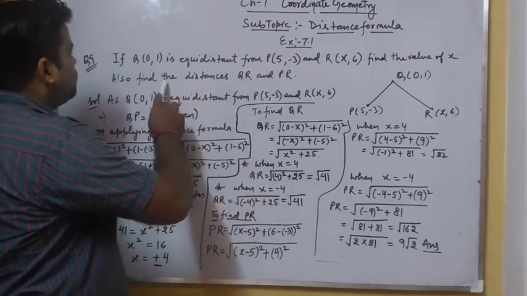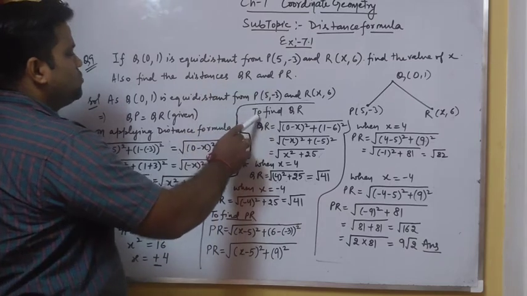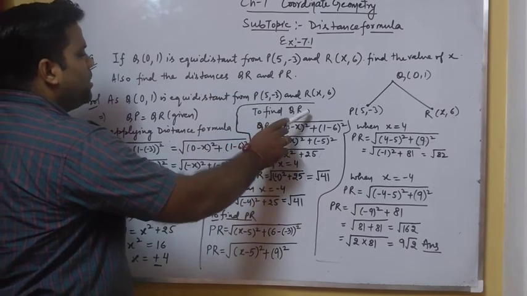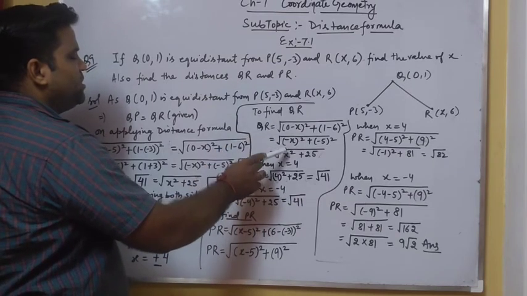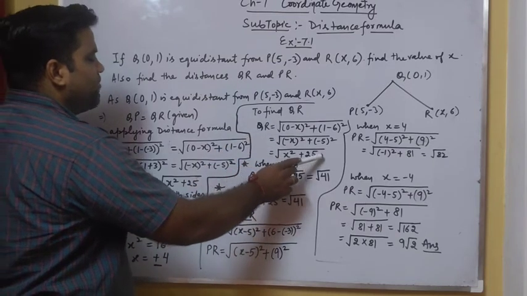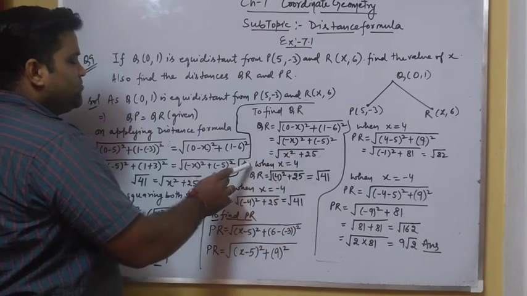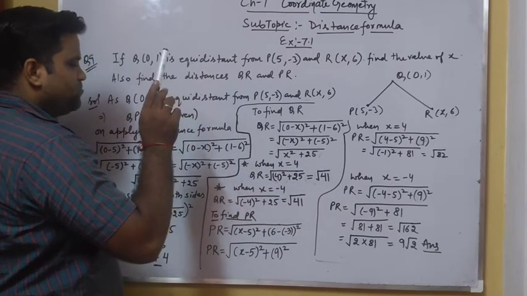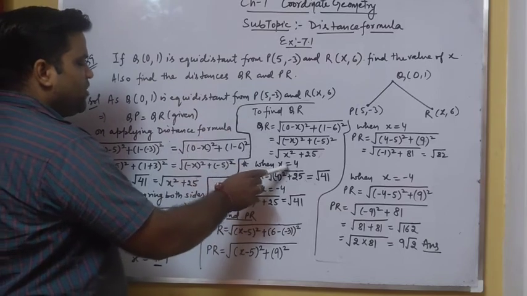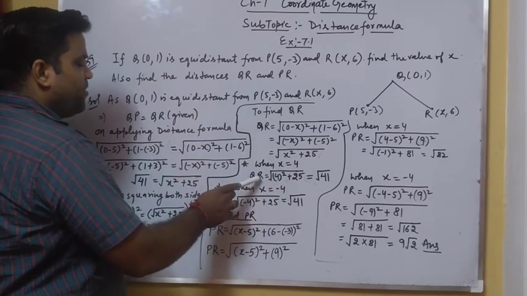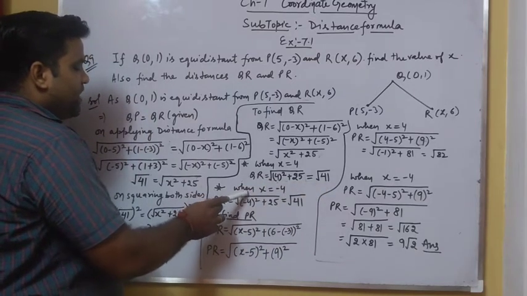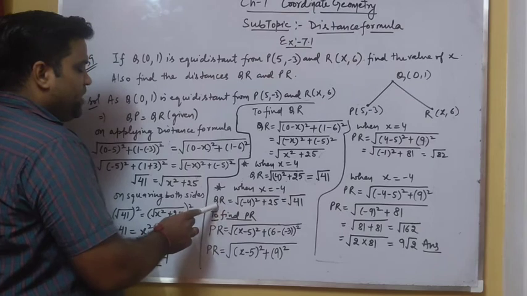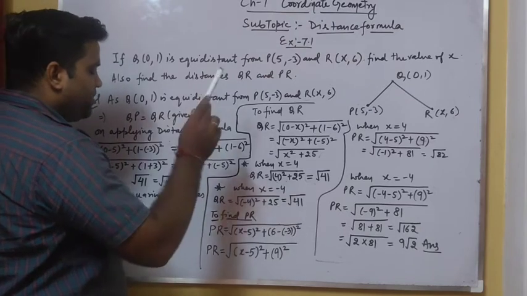Now let us find the distances QR and PR. To find the distance between Q and R, on applying the distance formula, the distance between Q and R is given by under root x square plus 25. As we have got two values of x, plus 4 and minus 4, when we take x equal to 4, we get the distance between Q and R equal to under root 41. Similarly, when we take x equal to minus 4, we get the distance between Q and R equal to under root 41.